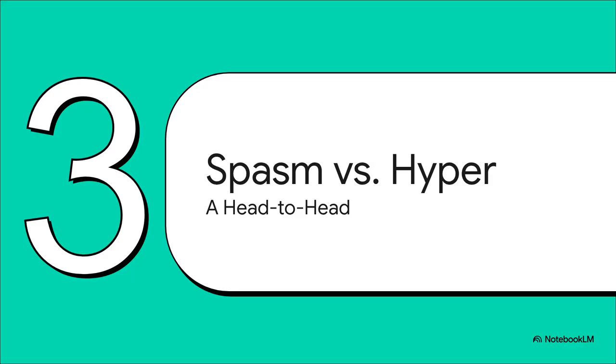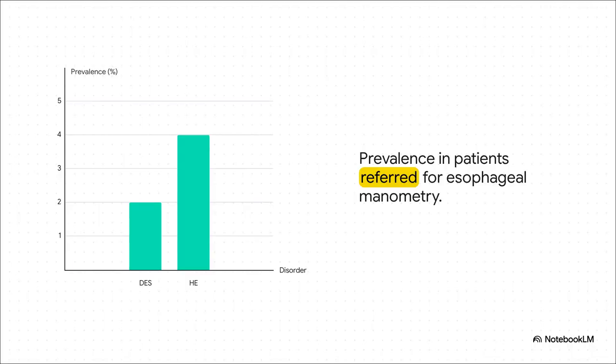All right, now for the main event. Let's put these two disorders head-to-head. I think seeing them side by side, comparing spasm versus hypercontraction directly, is really the best way to get a handle on what makes them different. But first, a quick reality check. These are not common diagnoses. I mean, look at this. Even in a specialized center where patients are sent specifically for motility testing, DES and HE only make up about 2 to 4% of cases. So you really need to have a high index of suspicion to even go looking for them.